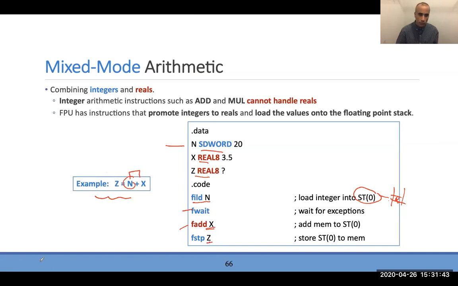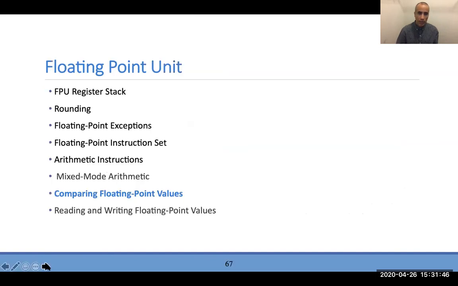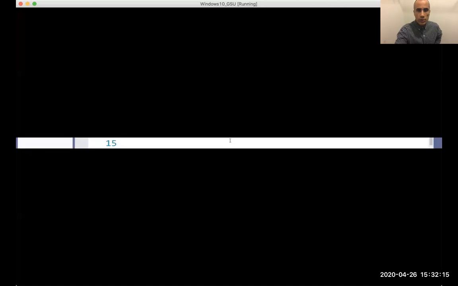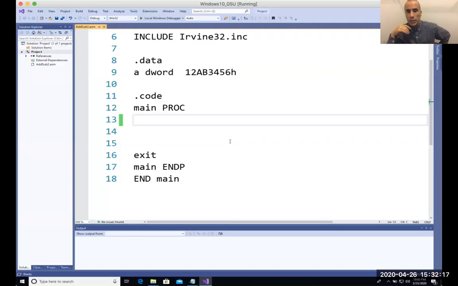Okay, guys? So this is basically the basic idea of dealing with the floating point unit. If you don't mind, I just want to go here and show you a very quick example of what's going on. Let me see if I can do that. So I'm supposed to go here. Hopefully you'll see the Visual Studio right here.